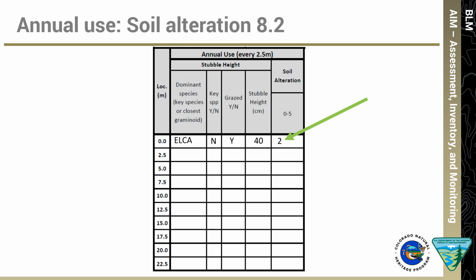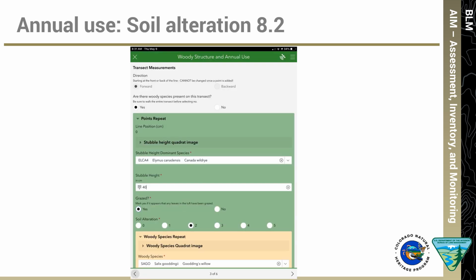First, stubble height was recorded earlier, and here 2 lines in the MIM frame were intercepted with soil alteration. So a 2 is recorded on the far right cell for that line. Here's an example of what the electronic data form in Survey 123 looks like for soil alteration, showing that 2 lines in the MIM frame were intercepted with soil alteration, so a 2 is recorded in the soil alteration line.